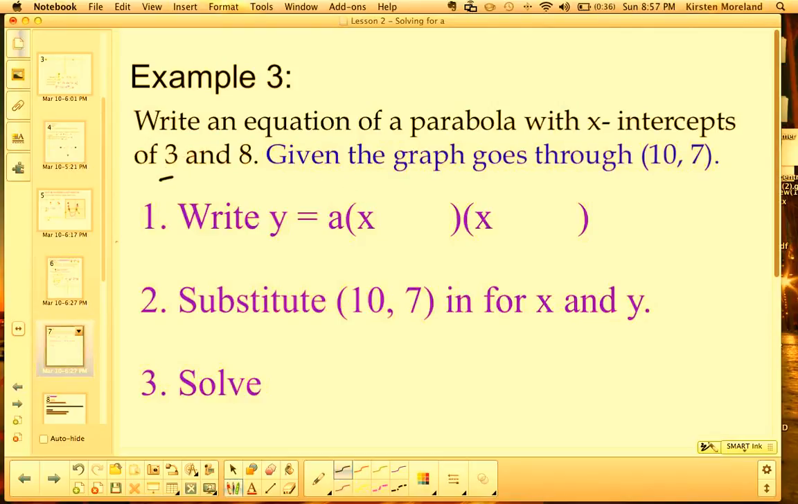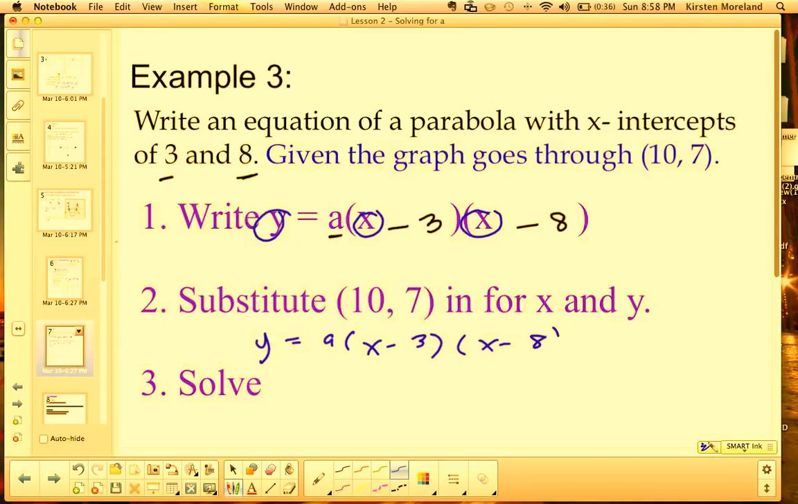All right, I have x-intercepts at 3 and 8. Again, it's opposite, so it's going to be x minus 3 and x minus 8. The a stays because I don't know what it is. Now I'm going to replace the x and the y with the values I know. So I'm going to rewrite the equation y equals a times (x minus 3)(x minus 8). But I'm going to replace the y with 7 because my ordered pair that I know is (10, 7). And I'm going to replace the x's with 10.